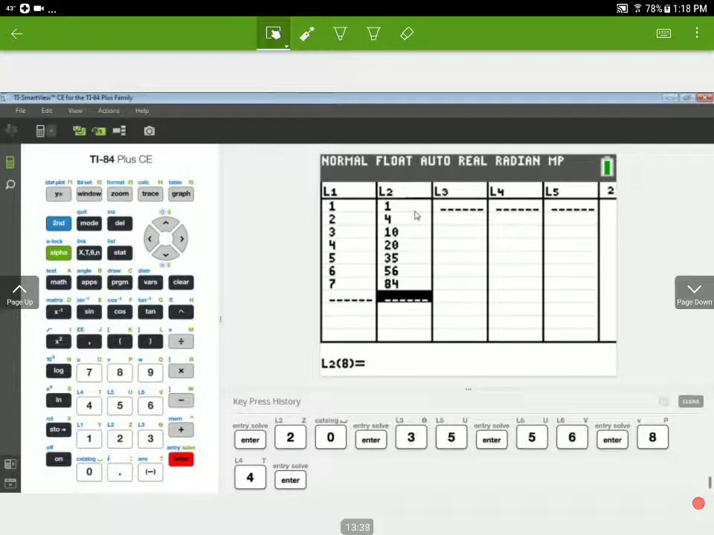I just said to do this, I just grabbed my calculator. Huh? I just said to do it, I just grabbed it.